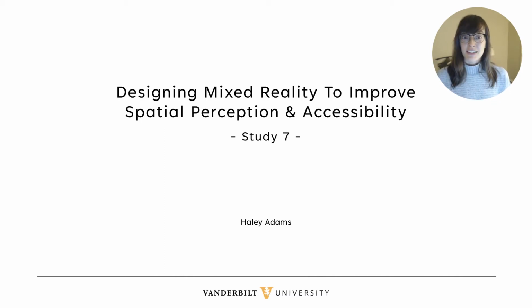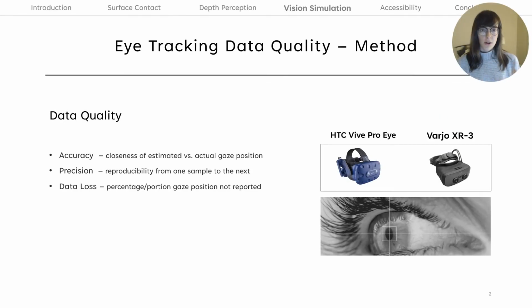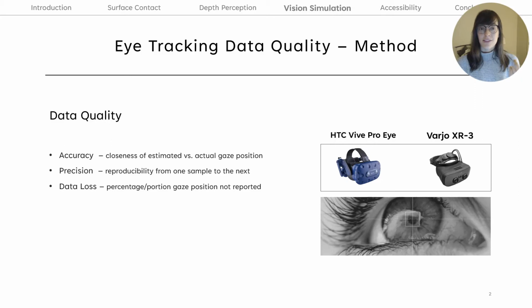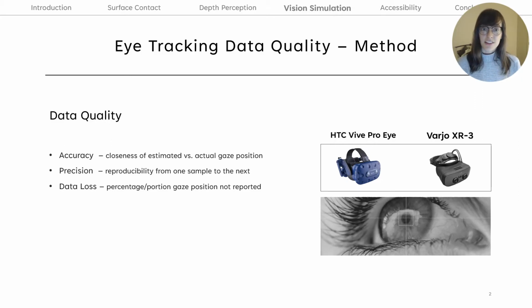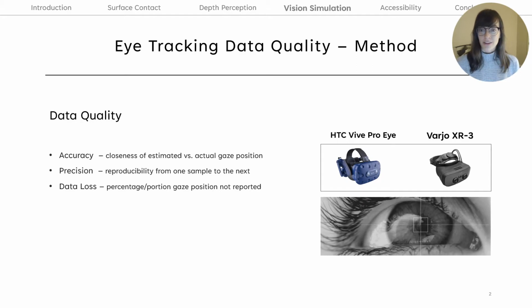And for gaze contingent rendering applications, like the vision simulation described in this dissertation, understanding data quality is really important for determining if the system can quickly and correctly align with where a person is looking at in the display. Ergo, in my 7th study, I conducted data quality assessments in the HTC Vive Pro I and the Varjo XR3.